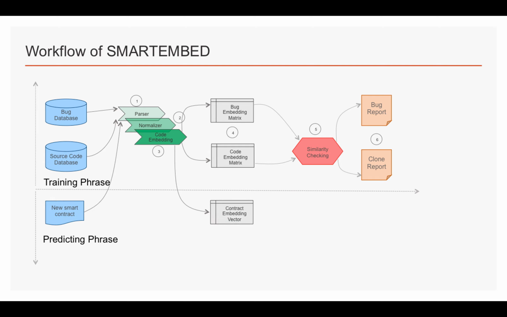During the prediction phase, any new given smart contract is turned into a vector by going through step 1 to 3, then comparing the similarity between the code embedding matrix and bug embedding matrix. We can generate clone report and bug report and give them back to the developer. Compared with other tools, Smart Embed unified clone detection and bug detection for smart contracts and can easily adapt to new bugs without manually defined new bug patterns.